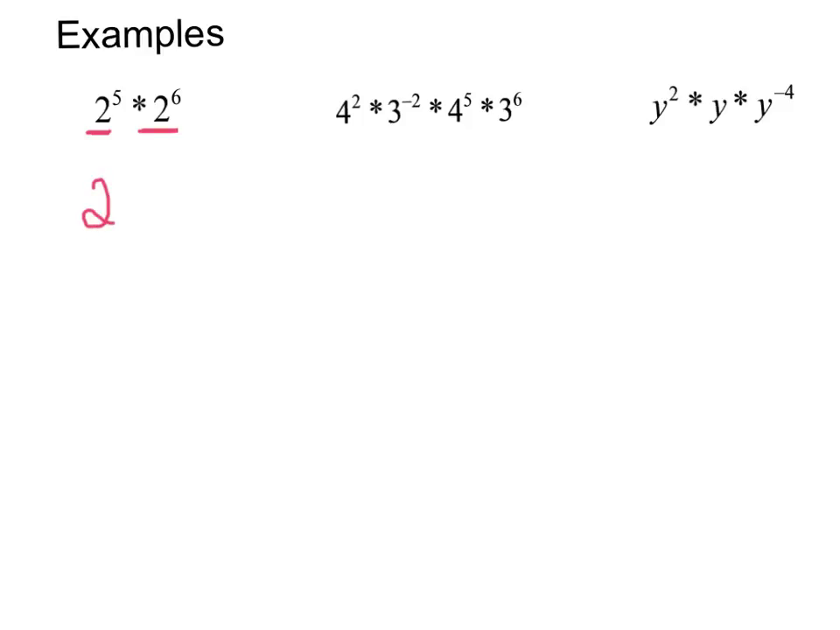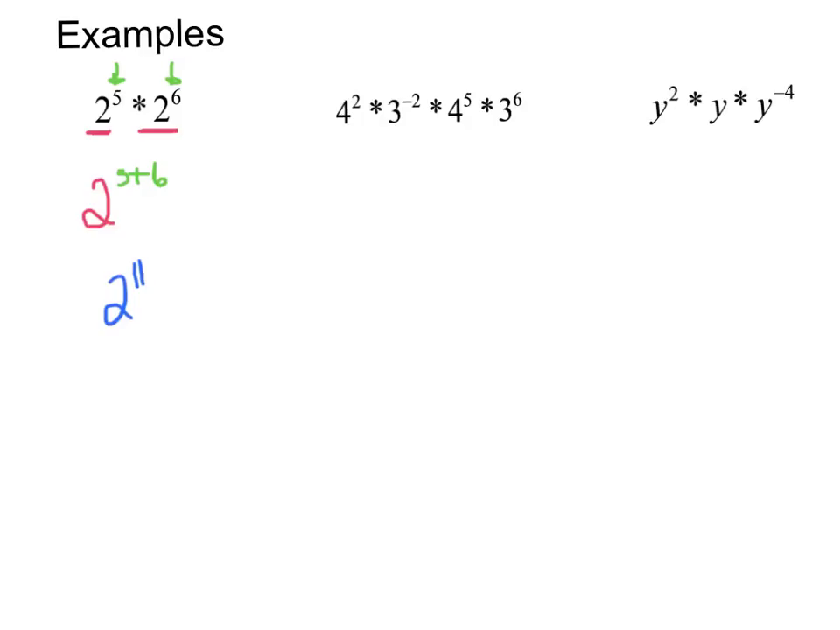And then we look at our exponents. We have 5 and we have 6. So really all we have to do is add those together. So 5 plus 6. And so our resulting answer is then 2 to the power of 11. That's it.